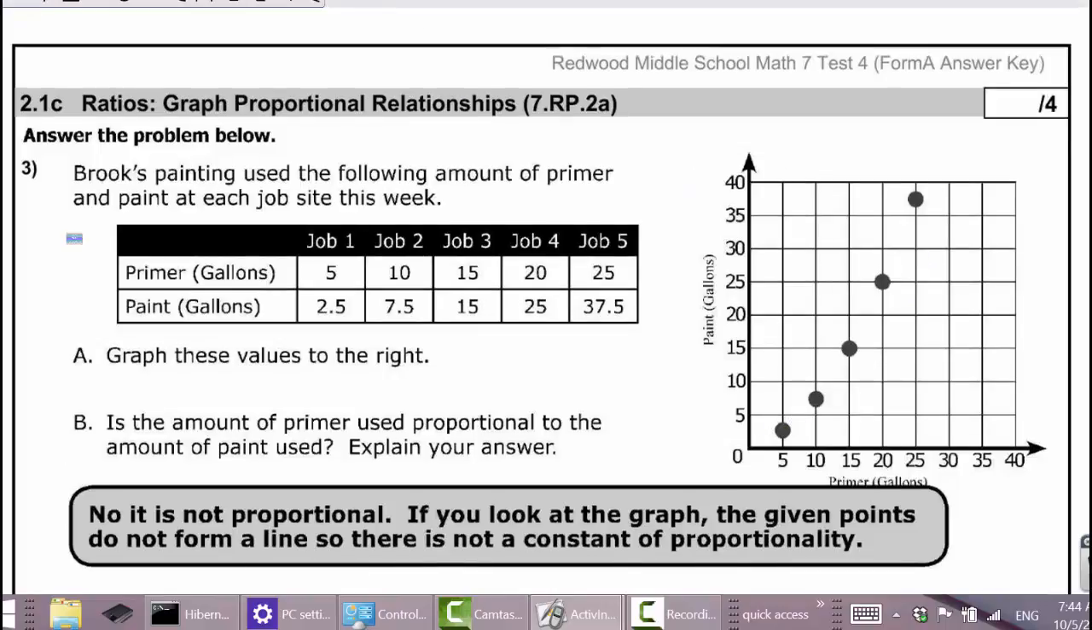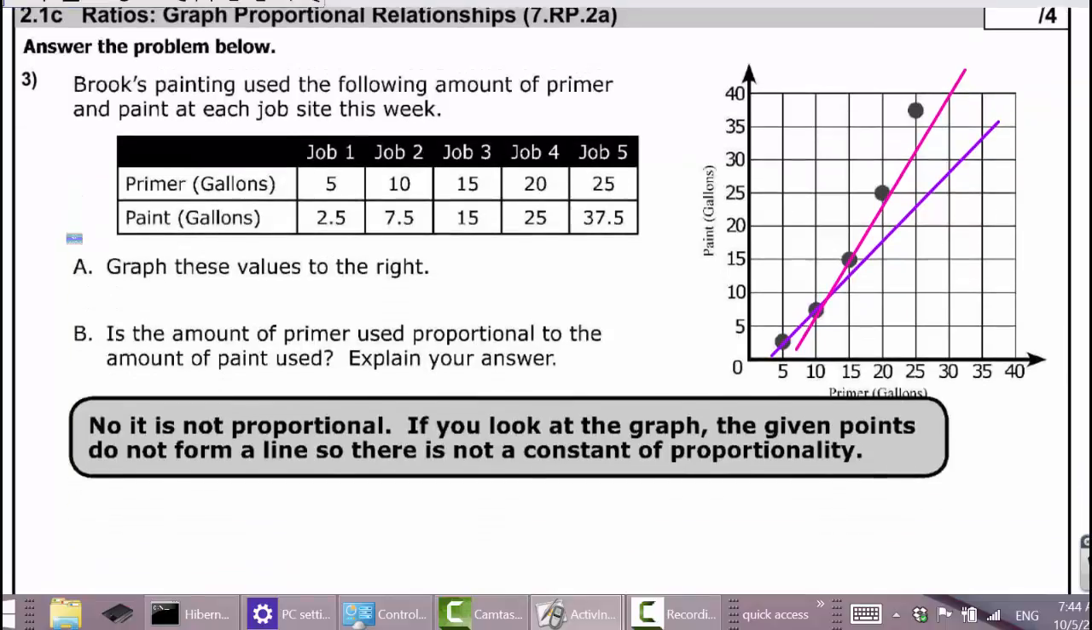Is it proportional? Well, here's what we can look at. We can very quickly see that we can connect those 2 points, but they don't connect everything else. You cannot draw one straight line that goes through them all. So since they don't form a straight line, they are not proportional.